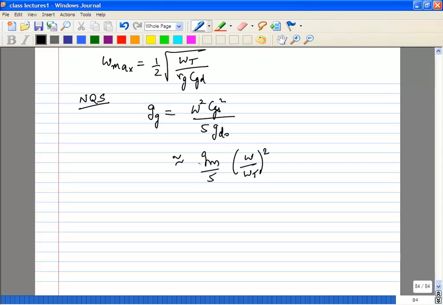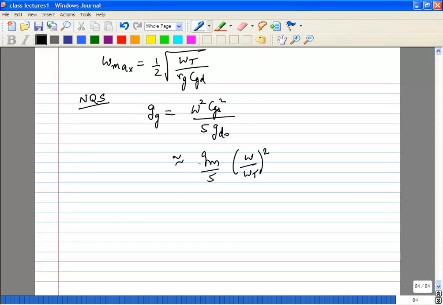Gd0 is just the impedance of the device in the linear region. It's a Gds, right? It's a voltage controlled resistor, but you call it Gd0 because it is at Vds equals 0. So Gd0, or 1 over Rd0, is just the resistance of the device at Vds equals 0.